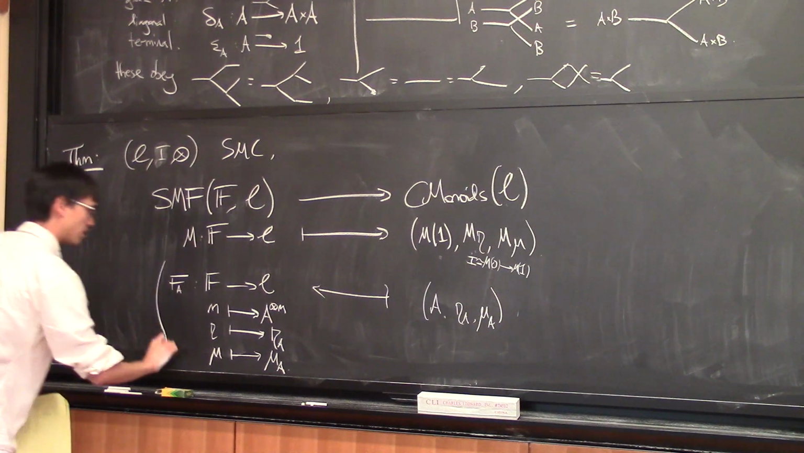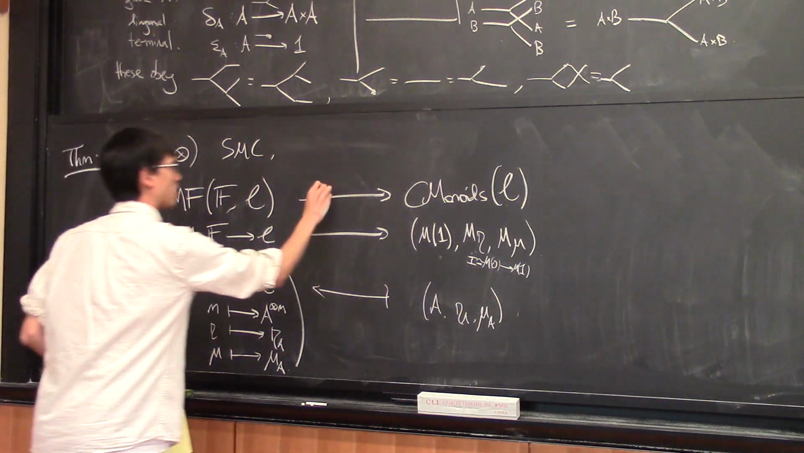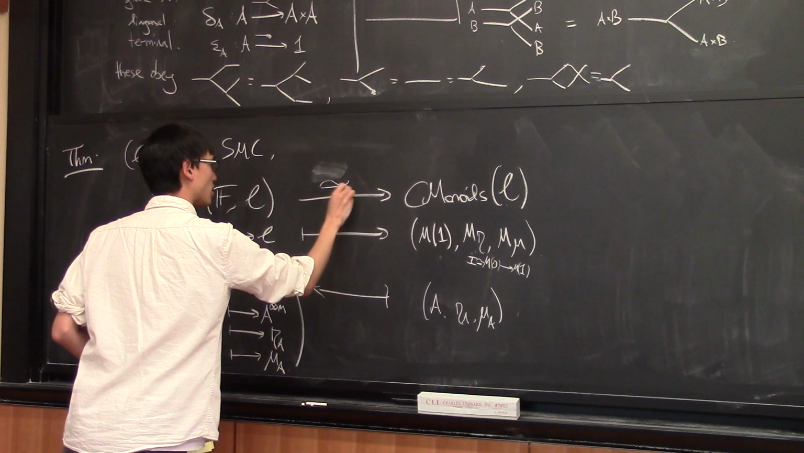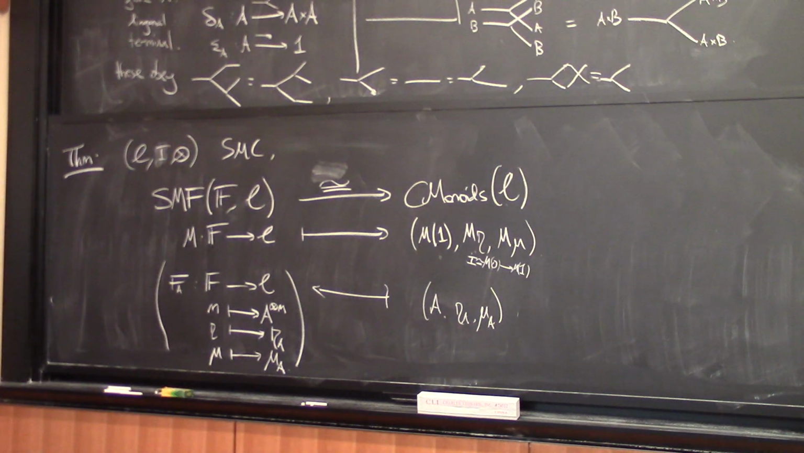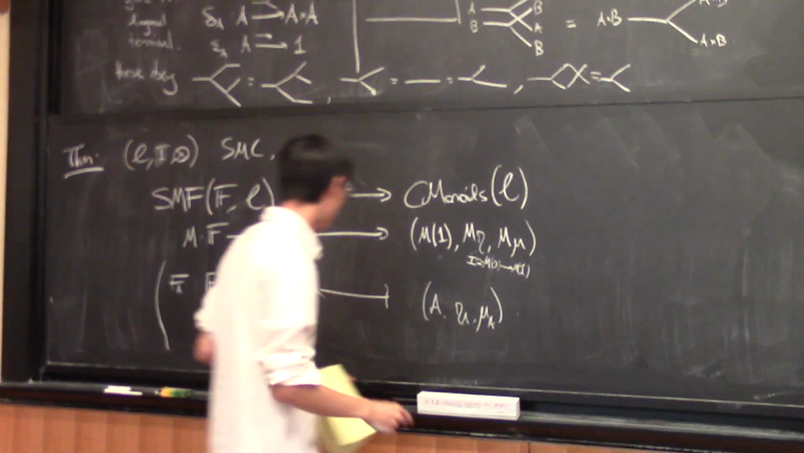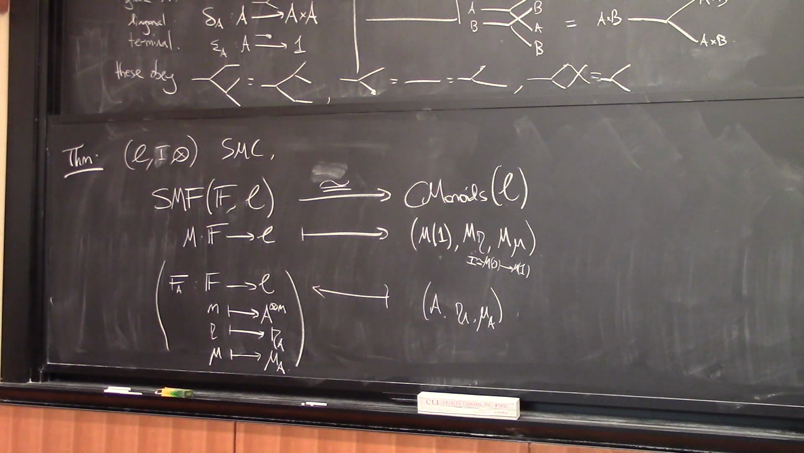So this somehow defines a bijection between these two sets, and in fact an equivalence of categories. Actually, sorry, I shouldn't say bijection, I'm going to say equivalence of categories. It's slightly weaker, but that's the right place to live.